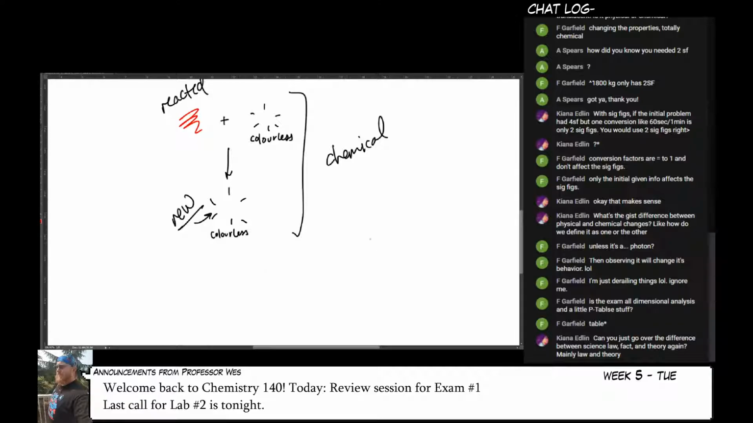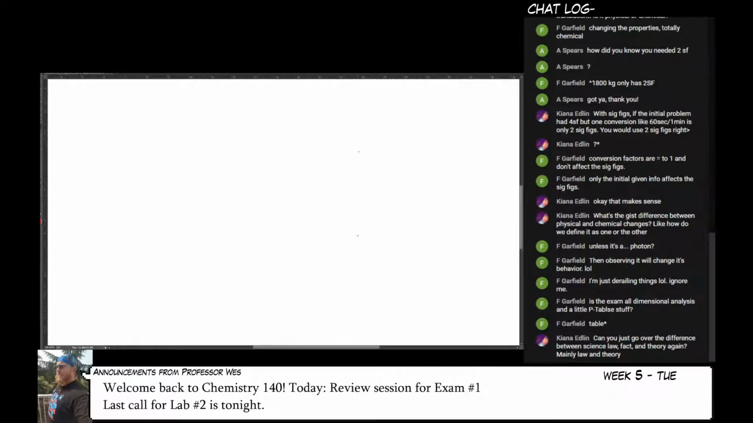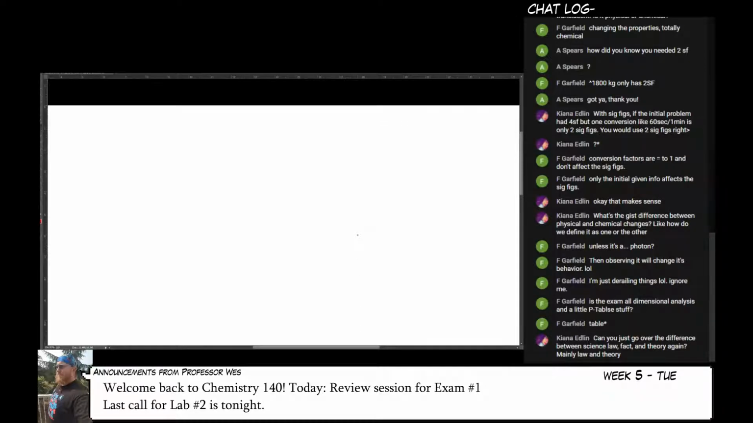The difference between scientific law, fact, and theory. So, a law and a theory are both ways of interpreting facts. So, a fact is something that is reproducible. No matter how many different times you do the experiment, you always get the same result. That would be a scientific fact. And then we use facts in different ways so we can get laws and theories out of them.